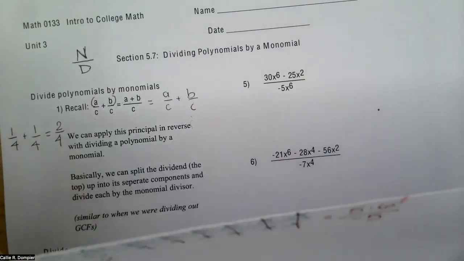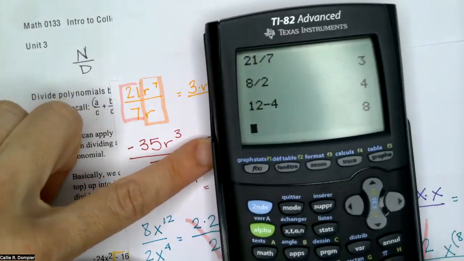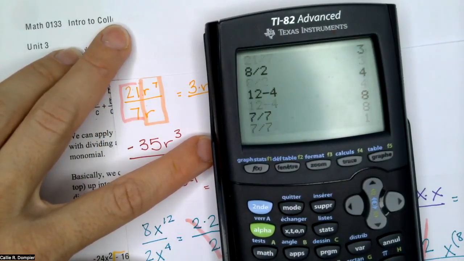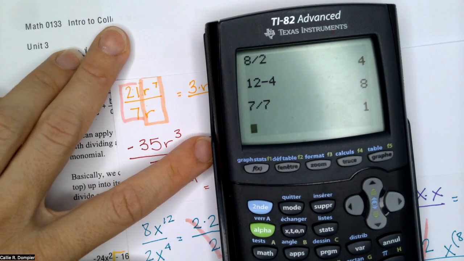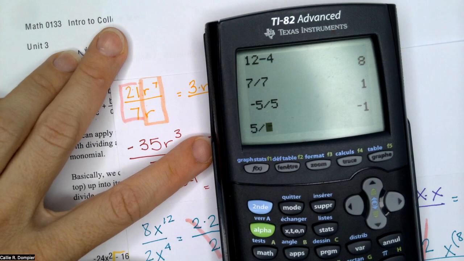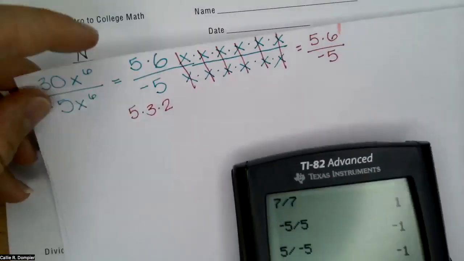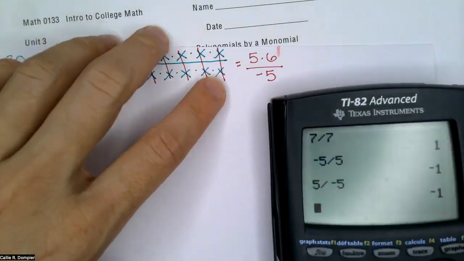We can cancel out the 7 and the 7, right? Because 7 divided by 7 is 1. But -5 divided by 5 is not 1, it's -1. And 5 divided by -5 is also -1. What we need is for even the signs to be the same, and these signs are not the same.